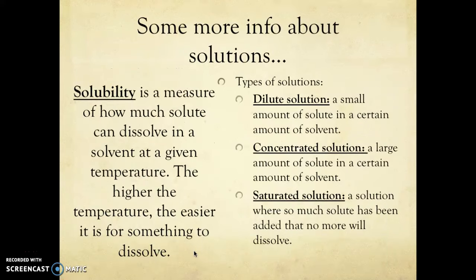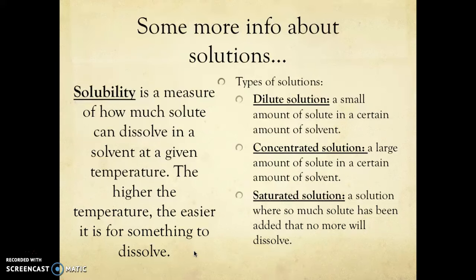Some more information about solutions. We've got a few different types. Dilute has a small amount of the solute. Concentrated has a lot of the solute. And when it's saturated, you've added so much solute that no more of it will dissolve. You've dissolved as much as you can, and then you added some more. So no more will dissolve.